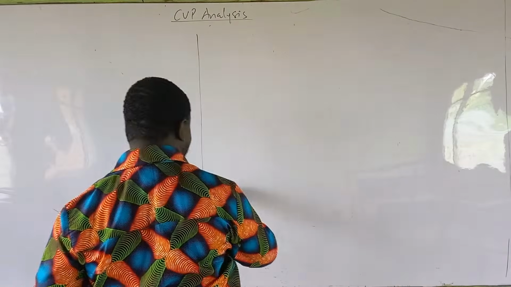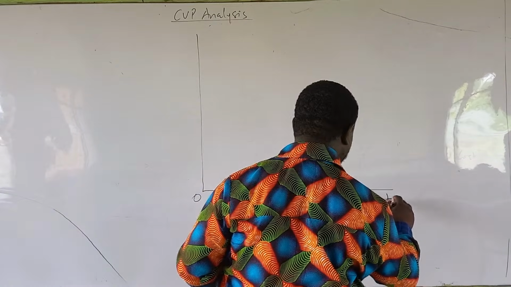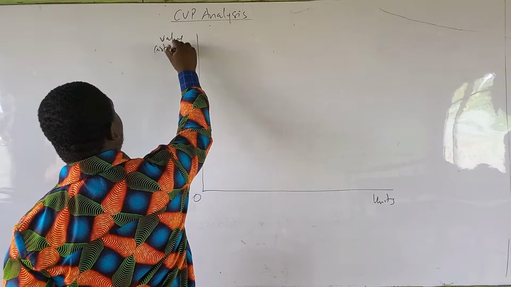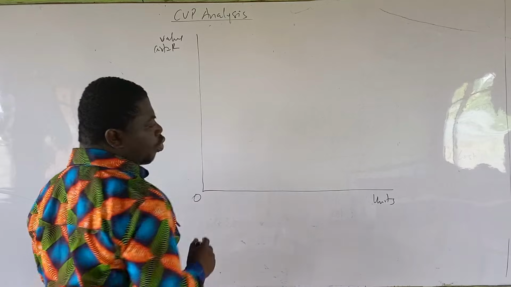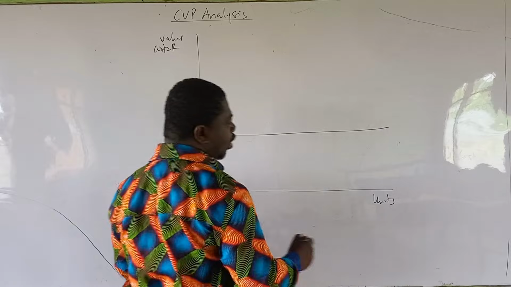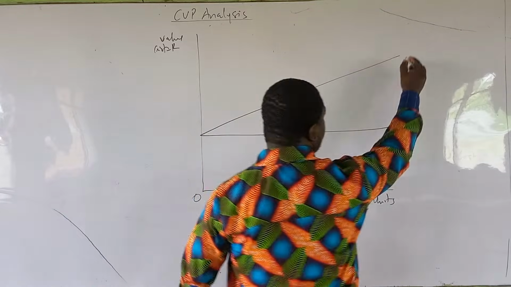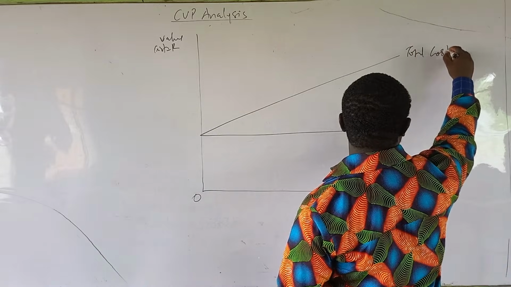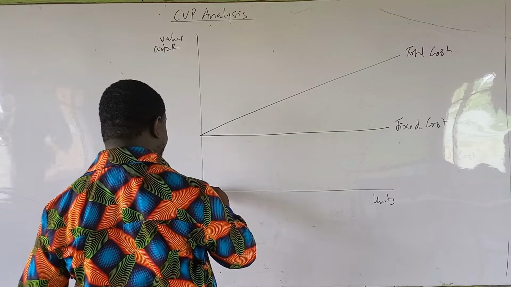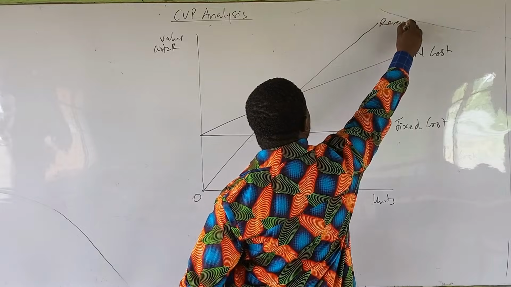So let's assume this is the graph, the origin, units, and then in values, that is cost and revenue. With a freehand sketch, I can do this and call it the fixed cost. The total cost line begins from here. So this is the total cost. This is a summary of all that we've done. And then revenue begins from the origin, up like that, revenue or sales.